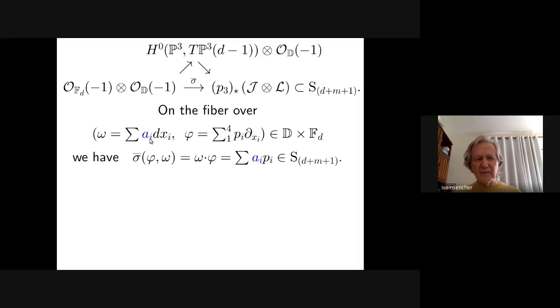You see, if you fix omega and phi, we're taking this inner product, what we get is a polynomial of degree d plus m plus 1. The ai, the coefficients of the differential form, have degree m plus 1, and the phi has degree d. So you take this inner product here, you get a polynomial of degree d plus m plus 1. So let me denote by j omega this homogeneous ideal, the ideal generated by the coefficients that define omega. And sub k will denote the homogeneous part of degree k.